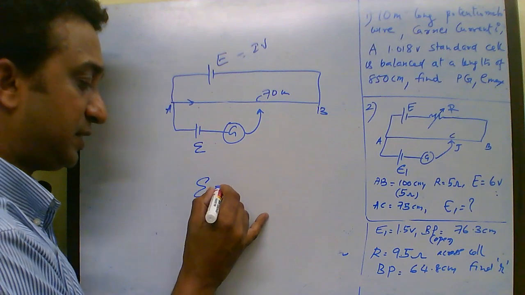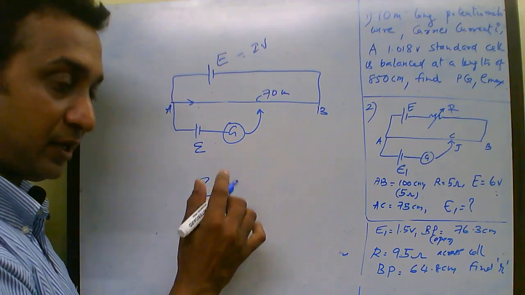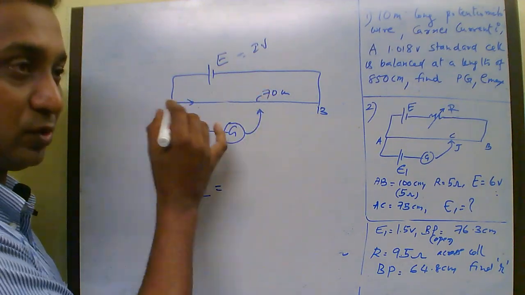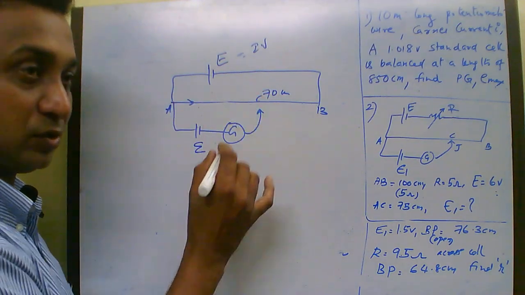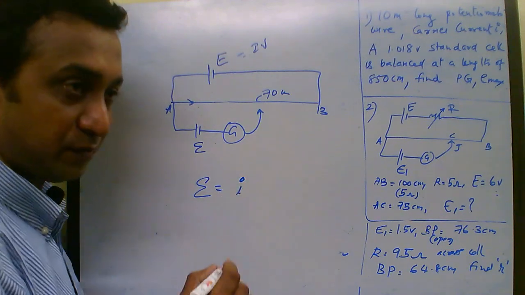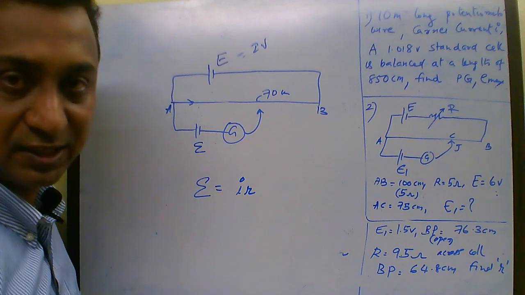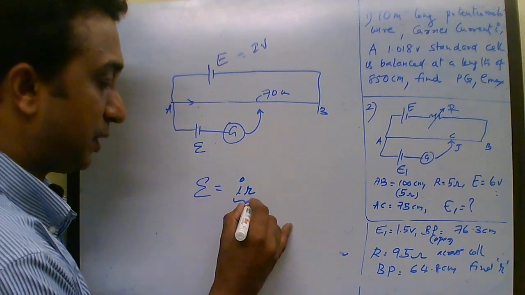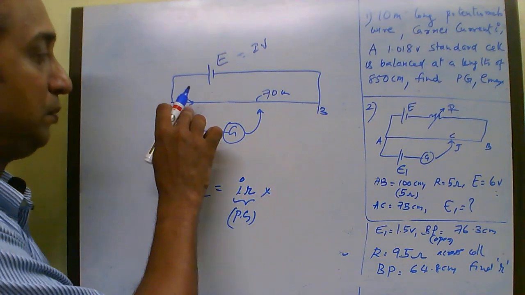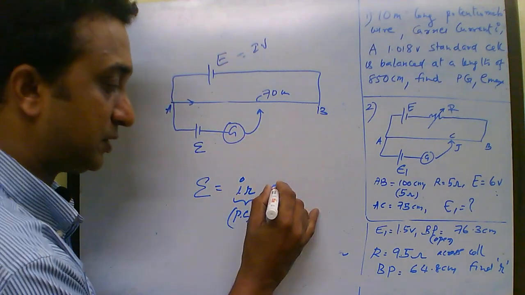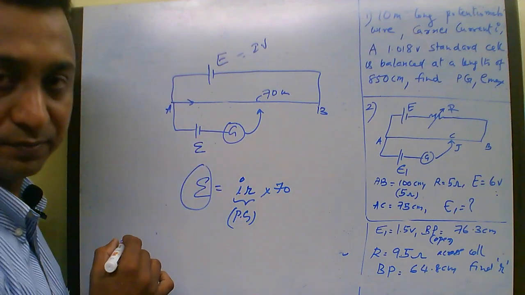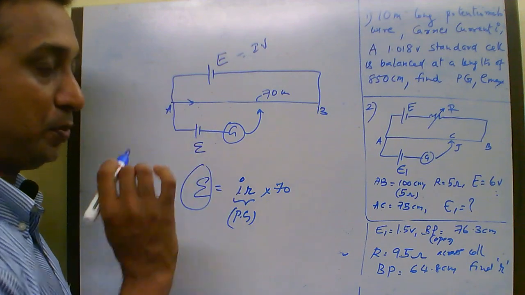So the EMF of the cell can be equated to the potential gradient, that is, how much the potential varies for a unit length of the wire. Let I be the current flowing and R the resistance per unit length, then the potential gradient is I times R, multiplied by the balanced length, 70 centimeters in this case. This gives the unknown EMF. Hope you understood the logic.